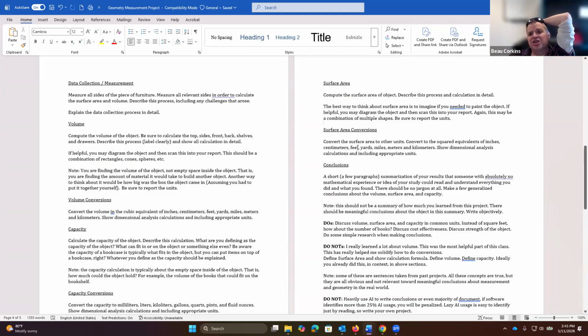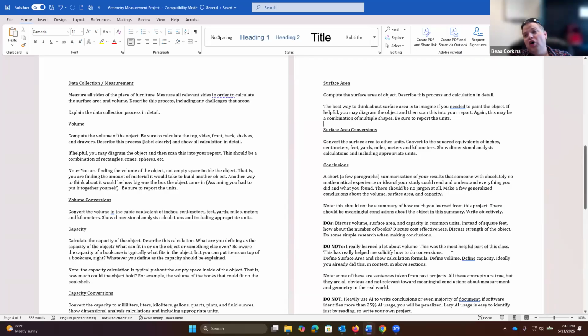Make sure you're showing your units, doing the full dimensional analysis. Make sure that is done out very, very completely. And then some very, very brief conclusions. I have some do's: talk about the cost effectiveness of the bookcase or common units. For a bookcase, the common unit would be a book. So you measure a book and how many books could fit in the bookcase.